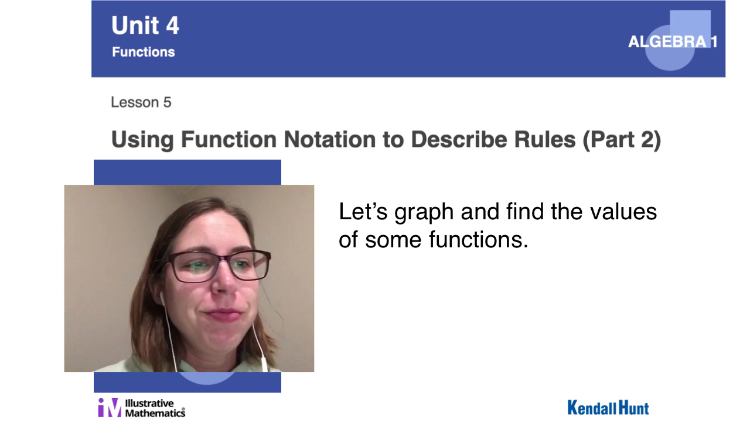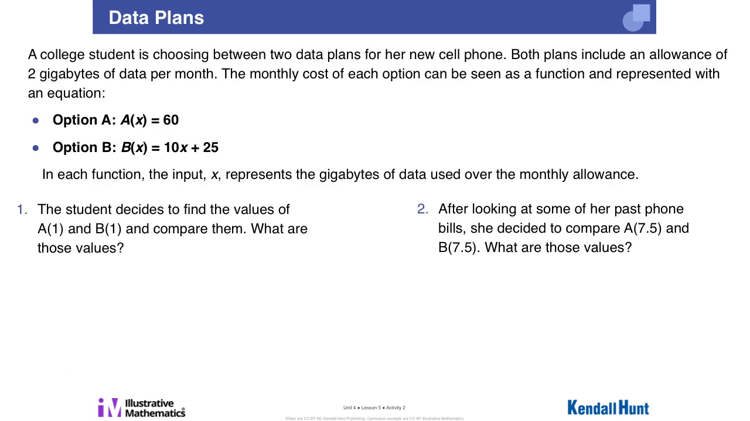Here in the data plans problem, we have a college student choosing between two data plans for her new cell phone. Both plans include an allowance of 2 gigabytes of data per month, and then you have to pay more after that, maybe. The monthly cost of each option can be seen as a function. Here we have option A, and here we have option B. In each function, the input X represents the gigabytes of data used over the monthly allowance.